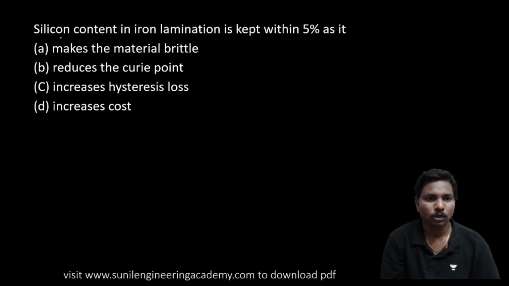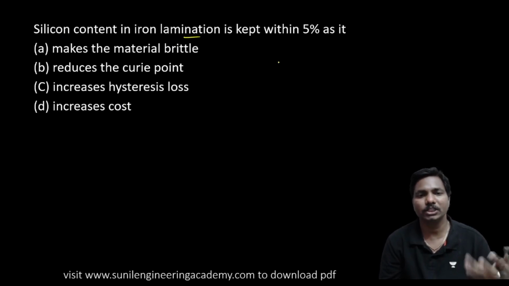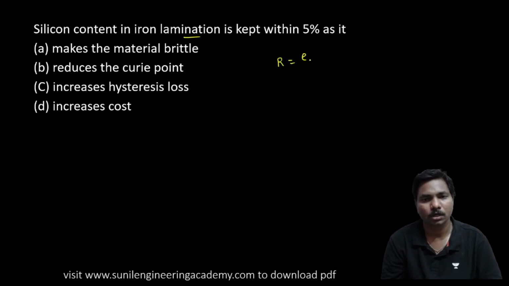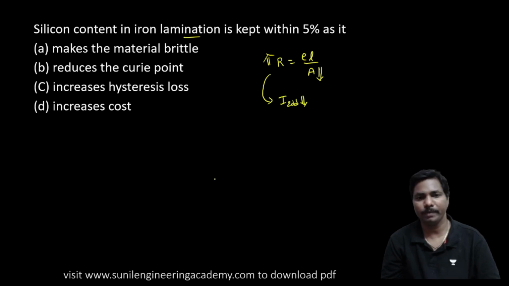Coming to the next one: silicon content in iron lamination is kept within 5%. Why do we do this lamination? To reduce the area of the core. If you reduce the area of the core, resistance will increase, since resistance is rho L by A. As resistance increases, eddy currents will decrease, so eddy current losses will decrease. For this purpose, we do the laminations.